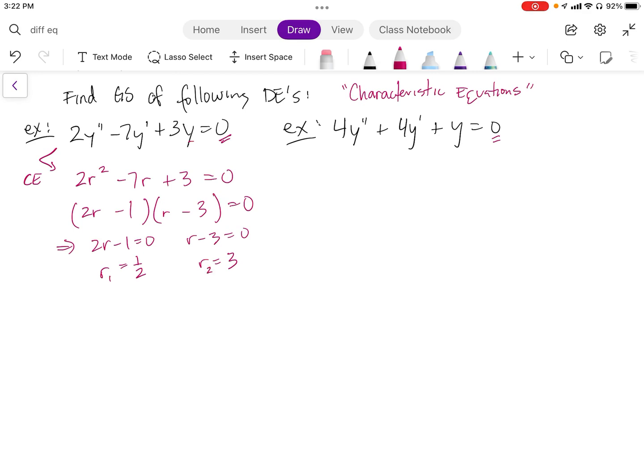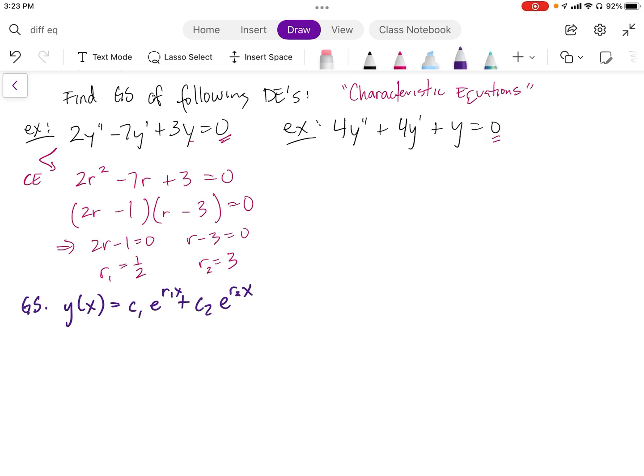In the event that you get a characteristic equation whose roots, which we call r1 and r2, are distinct, meaning they're different with no repeated roots, then we can say that the general solution will be in this form: some constant C1, e to the r1x, plus another constant, C2, e to the r2x.